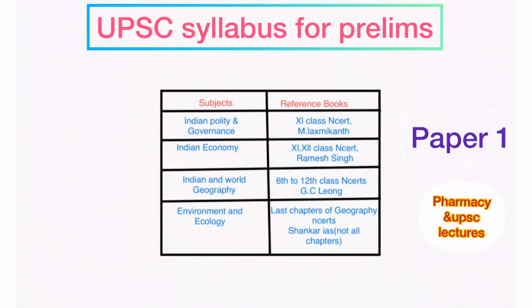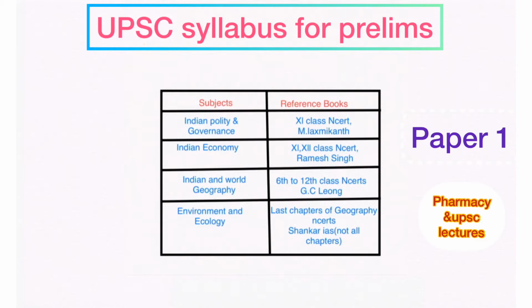Next, Indian polity and governance. How to study: 11th class NCERT to know the terminology such as governance, what is legislation, executive, judiciary, parliament, accountability, etc. And then you have to study M. Lakshmikant. Next, Indian economy. You have to refer 11th, 12th class NCERTs and have to refer Ramesh Singh for a few topics.